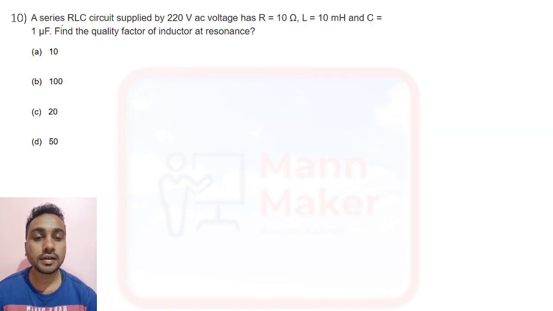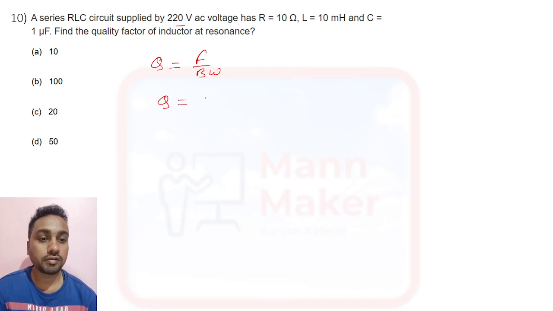A series RLC circuit supplied by 220 volt AC voltage has R is 10 ohm, L is 10 millihenry and C equal to 1 microfarad. Find the quality factor of the circuit at resonance. So quality factor is what? Quality factor is frequency by bandwidth, and for a resonance circuit it is 1 by R under root L by C.